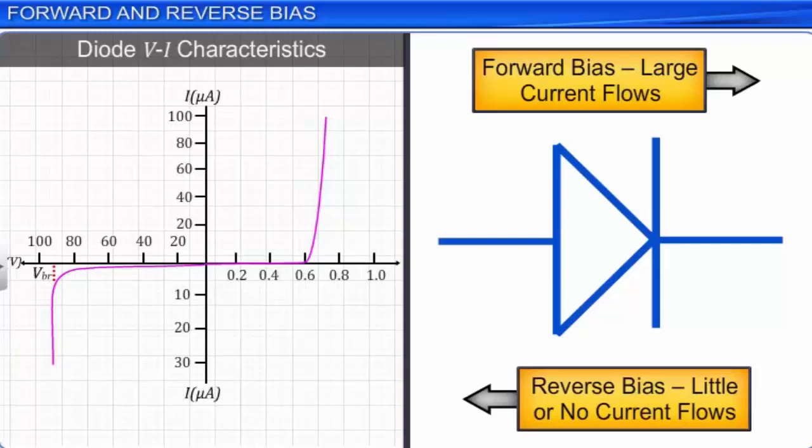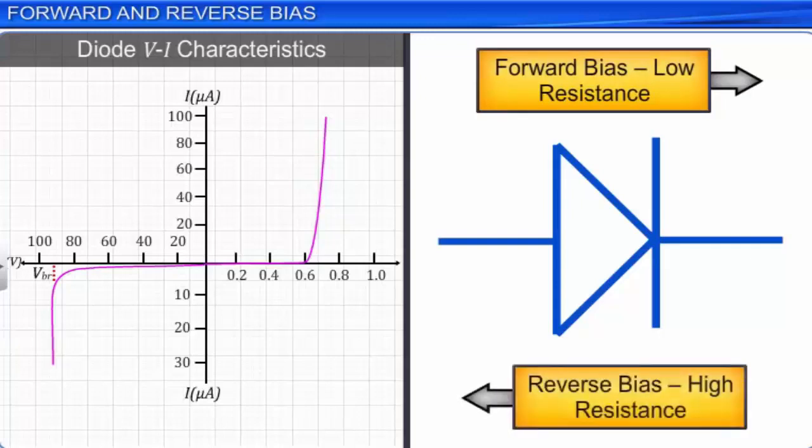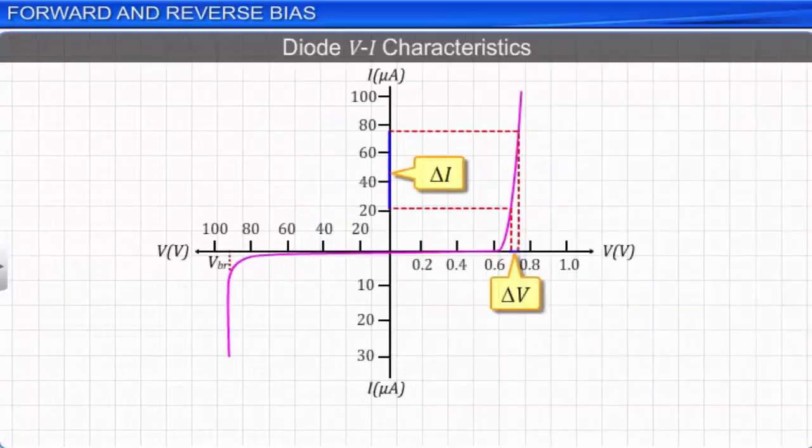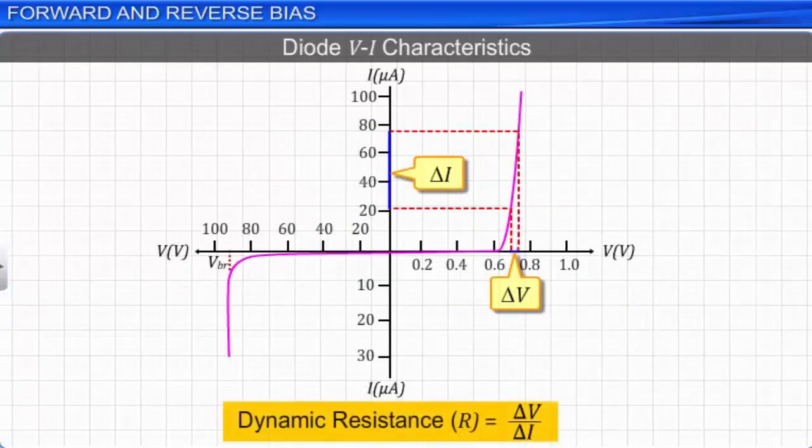We can also say that a forward biased diode offers low resistance, while a reverse biased diode offers high resistance to the flow of electric current. A diode is said to offer dynamic resistance that changes with applied voltage. The dynamic resistance R of a diode is given by a small change in applied voltage delta V divided by a corresponding small change in current delta I.